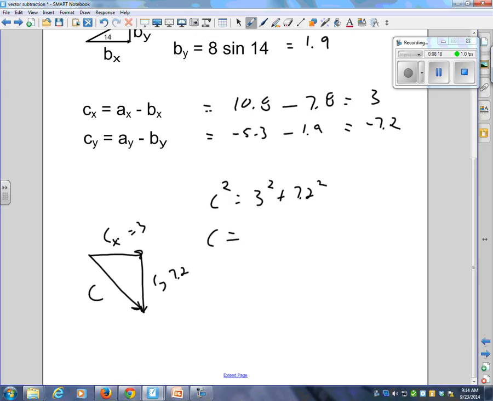7.8. And of course, we're not done. We've got to have that angle there. So theta is equal to the inverse tan of 7.2 all over 3. 7.8, thank you.